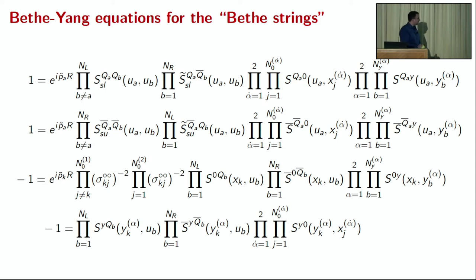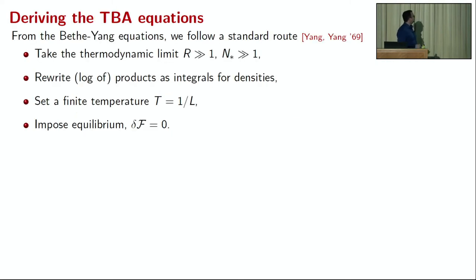OK, then you can turn the machine of the TBA once you have this. And you can get the canonical TBA equation basically by opening a textbook and studying it. Again, I apologize to the experts in the audience, but just a few words. The idea is that we take the thermodynamic limit. Instead of having roots, we have densities of roots. Instead of having products, we have sums and then integrals for this density of roots. We impose that we have a finite temperature, and we impose that we have equilibrium, that the free energy of this mirror model is zero, is a constant.